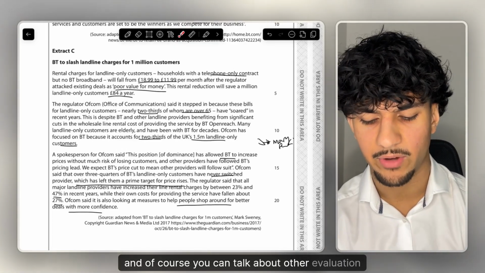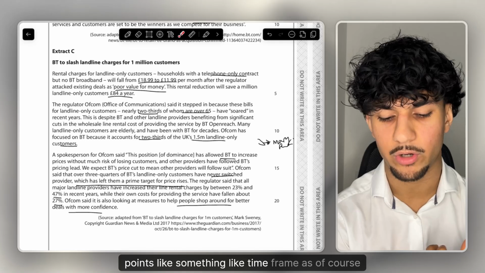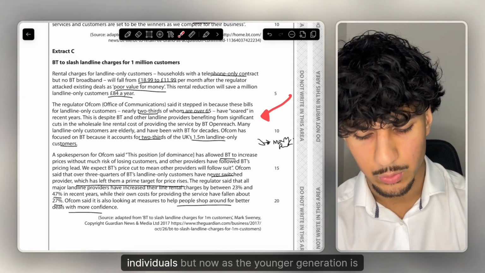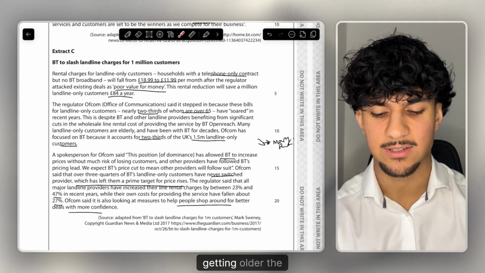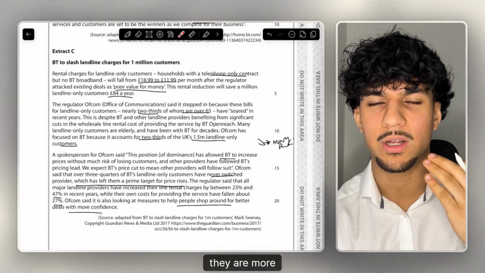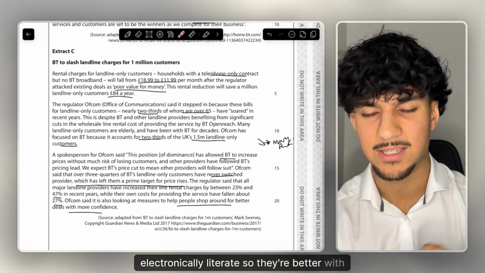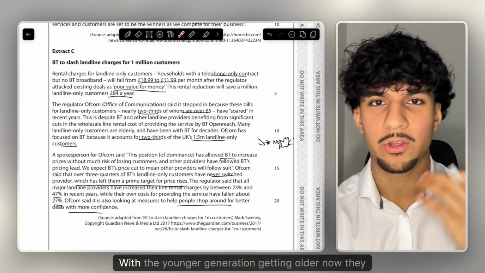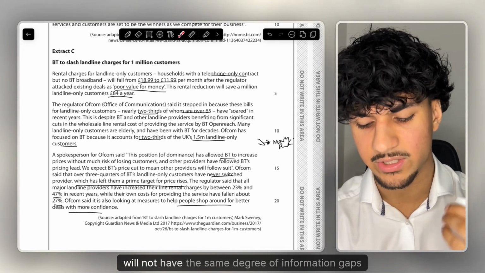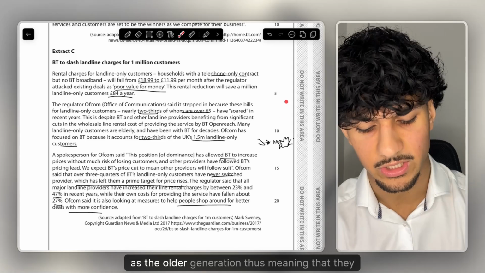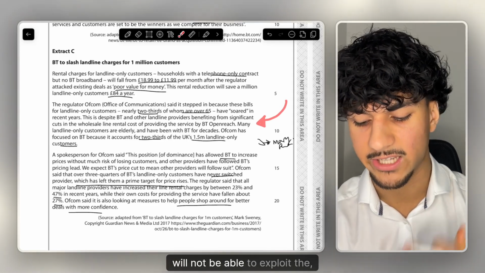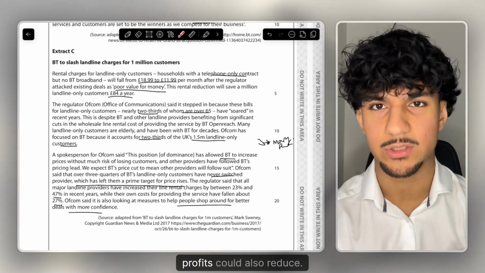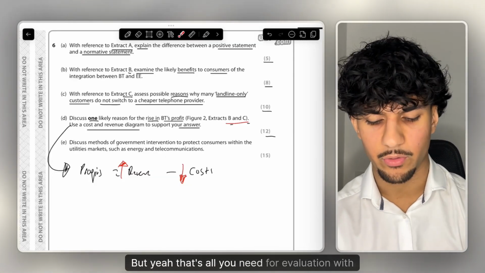And of course, you can talk about other evaluation points, like time frame, as a massive bit of BT's revenue was from older individuals, but now as the younger generation is getting older, they are more electronically literate, so they're better with technology. Therefore, they will not have the same degree of information gaps as the older generation, meaning that BT will not be able to exploit the older generation as much, so their profits could also reduce. But yeah, that's all you need for evaluation with this question.